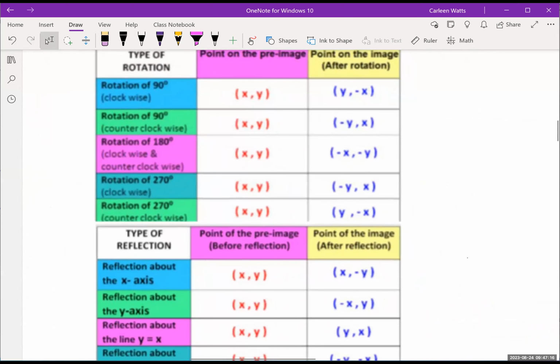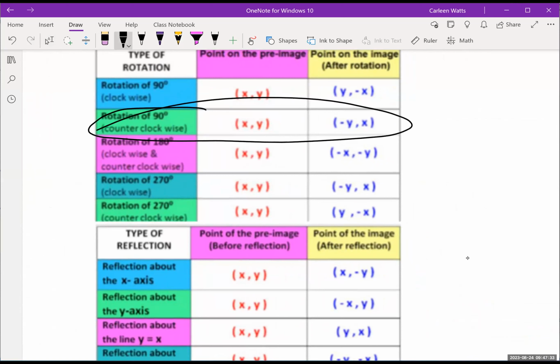Okay, so hopefully you have this on your paper. If not, it is in the bottom of module 1. And if you stop by my room, I will print out some for you guys. Rotation 90 degrees counterclockwise: (x, y) goes to (-y, x). Notice your x and your y switch places. And the one that goes from the second place to the first place changes signs.